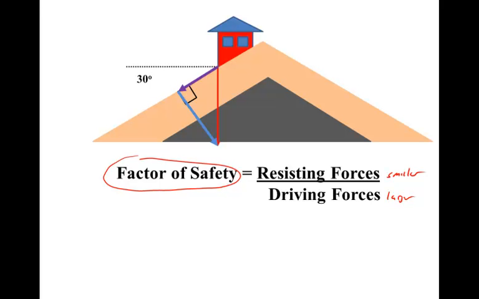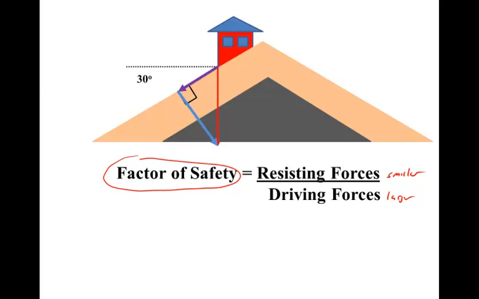Mass wasting would occur, landslide, debris flow, or some other mass wasting process, reducing the magnitude of the driving force, increasing the magnitude of the resisting force, and making the slope stable again. So factor of safety, the bigger it is, the farther from 1, the more stable the slope is. As factor of safety approaches 1, slope is becoming unstable. Mass wasting is becoming increasingly likely.